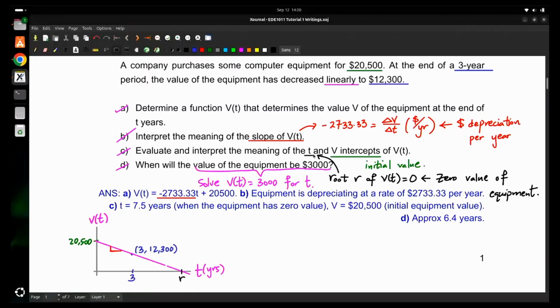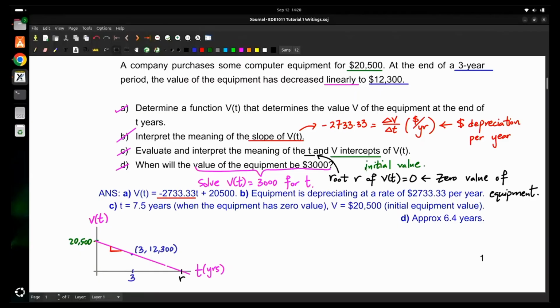So then what about the T-intercept? Now the T-intercept is the point where your function, the straight line, intercepts the so-called X or T axis in this case. So it's the root. The root is when your V of T equals 0. This is the point where your V of T equals 0. That's why it intercepts the x-axis.